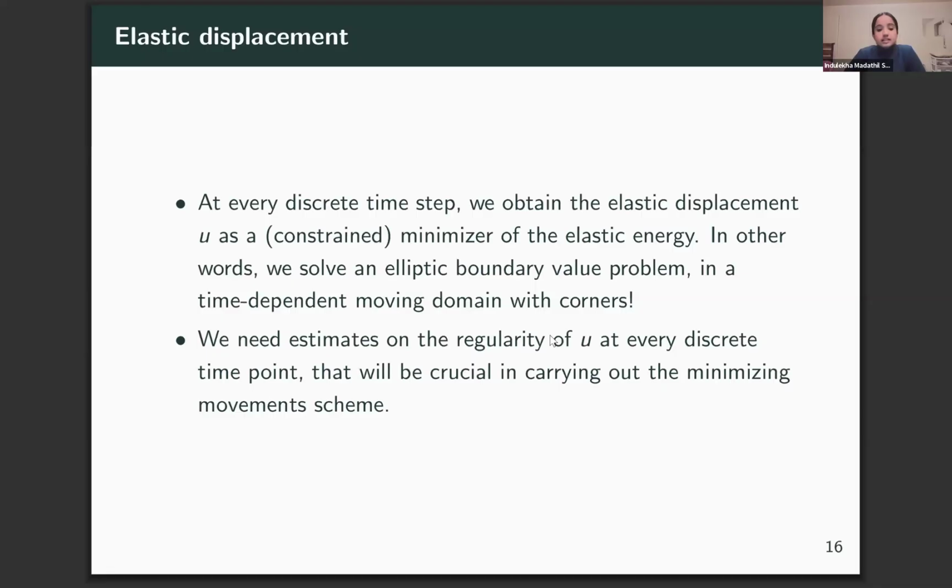We need estimates on the regularity of U at every discrete time point. Not just U, but also the trace of U. That is, of course, dependent on the regularity of U in the bulk of omega H. All of these turn out to be crucial in carrying out the minimizing movement scheme that we talked about in the previous slide.